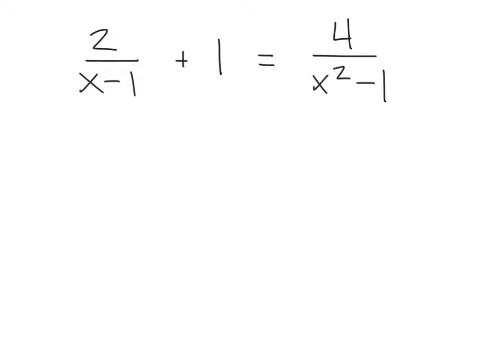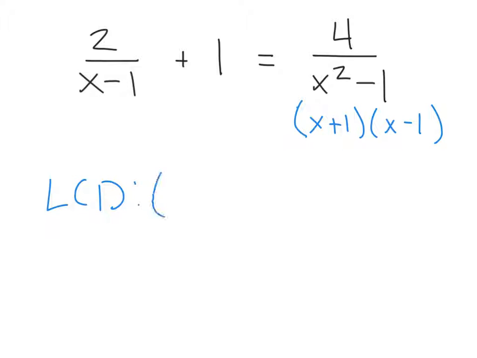Okay, we're going to start by factoring our denominators, and we have x minus 1, which is already factored. This piece doesn't have a denominator. x squared minus 1 can be factored further as a difference of squares, so we'd factor it as x plus 1 times x minus 1. And so now, when we look at our denominators, we have x minus 1, x plus 1. Our lowest common denominator is going to be that x plus 1 times x minus 1.